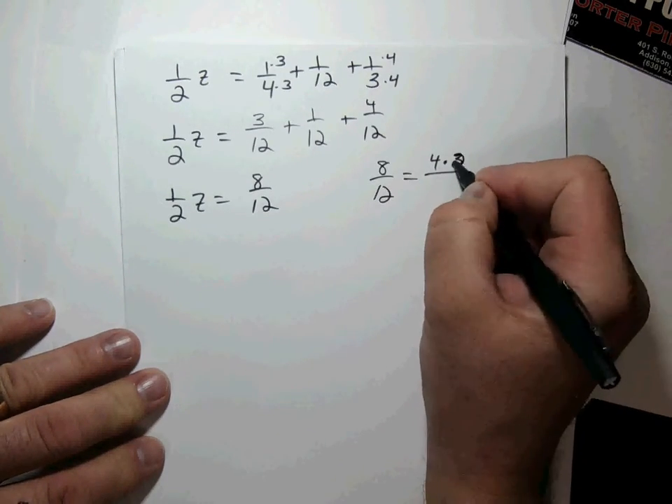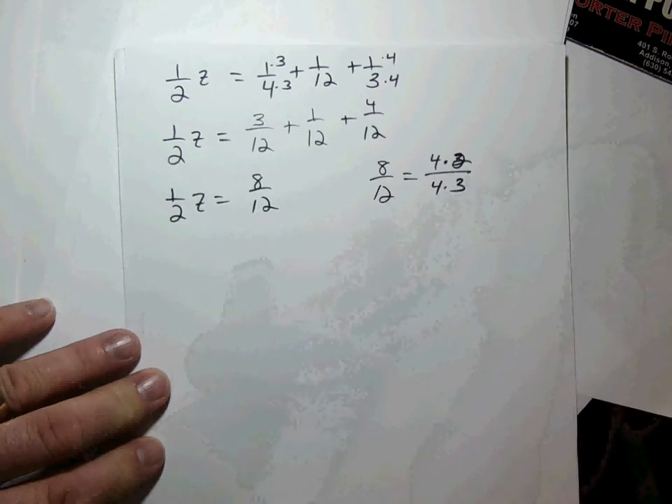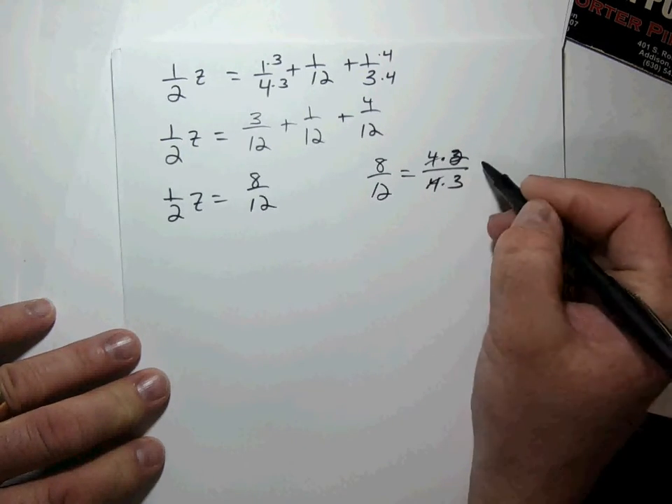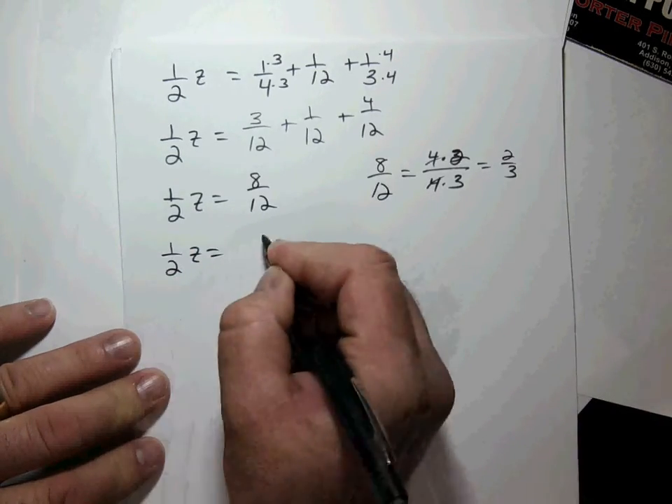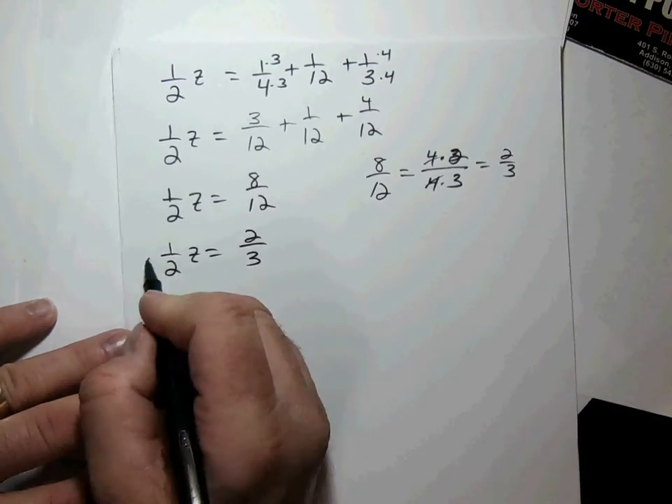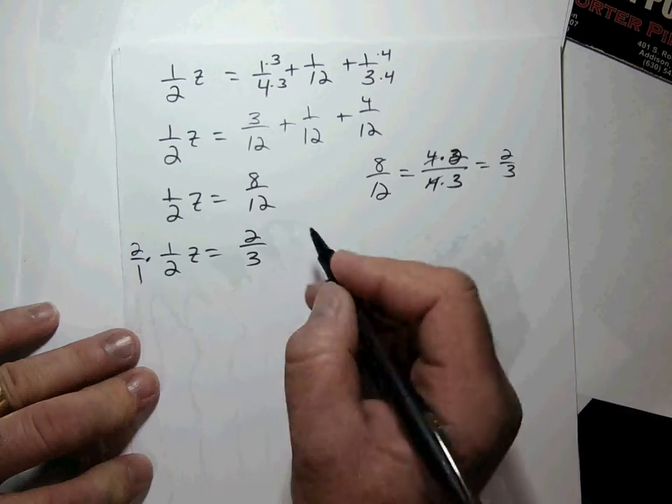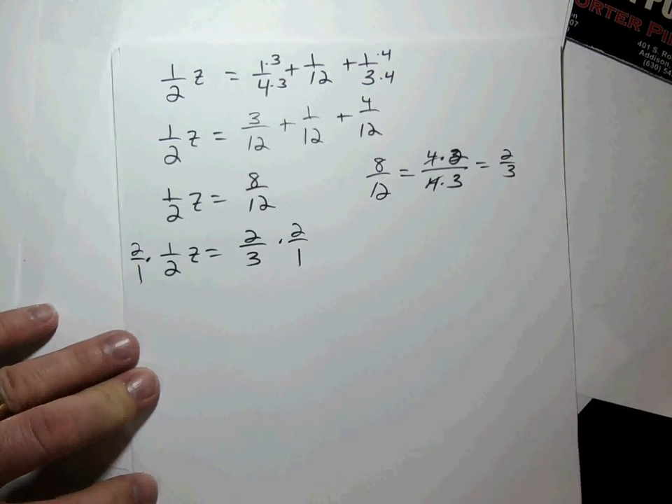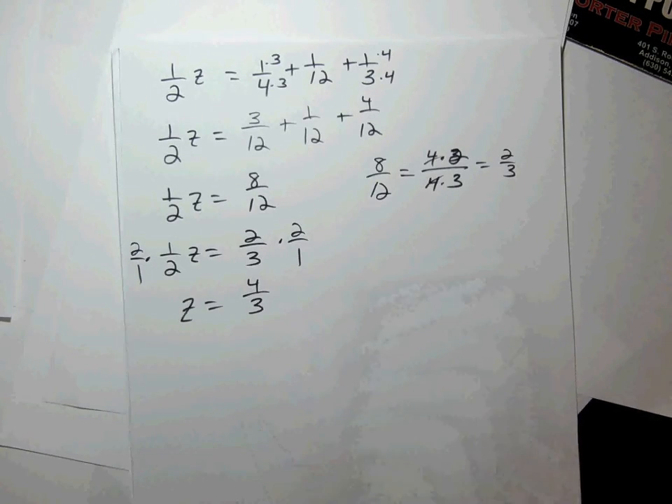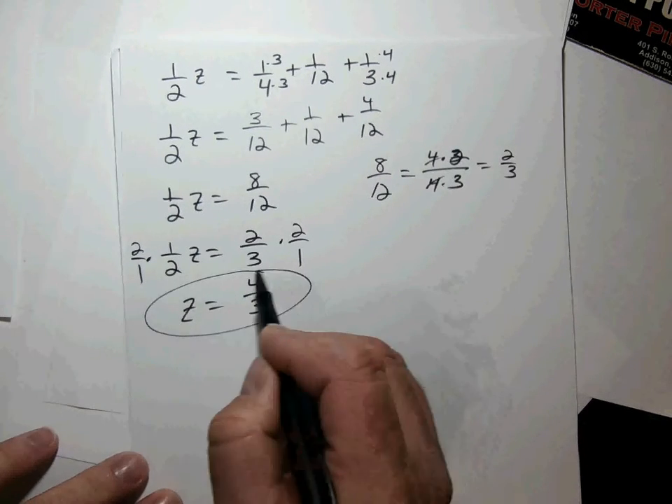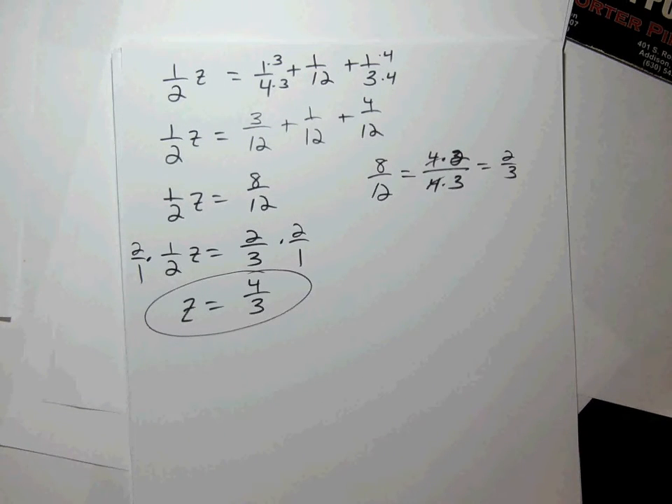Oops, 4 times 2 is 8. 4 times 3 is 12. Those 4's go away. So it's really 2/3. 1/2 z equals 2/3. Fractional coefficient, I'm going to multiply by the reciprocal of that fraction. So that becomes a 2 over 2 z, which is just a z. And this becomes a 4 over 3. Okay, so z equals 4/3. Alrighty.